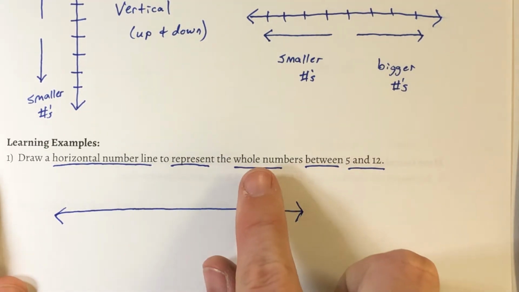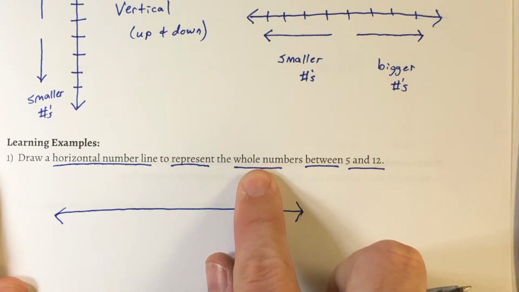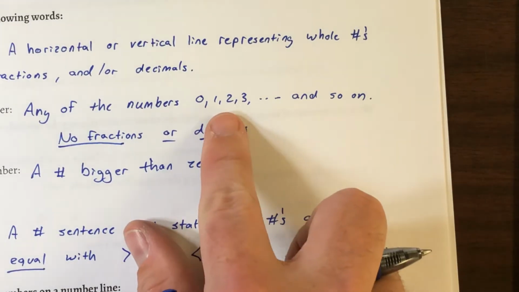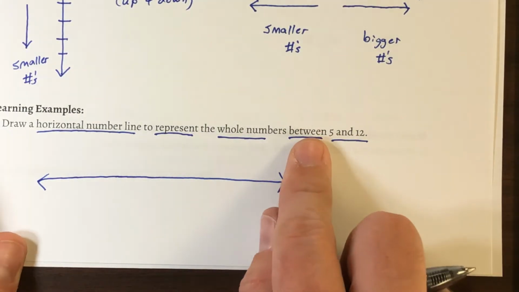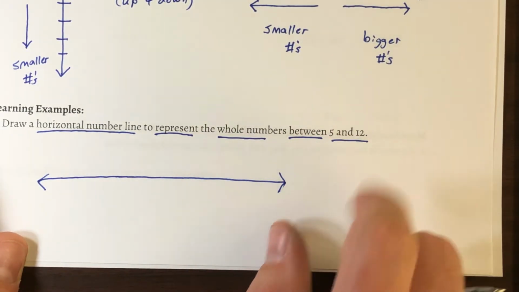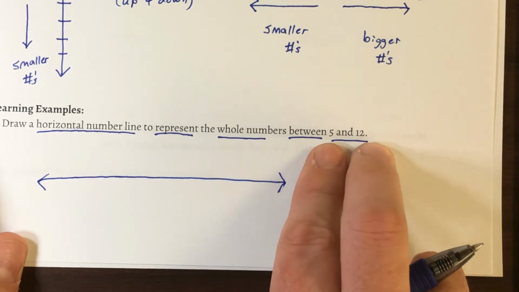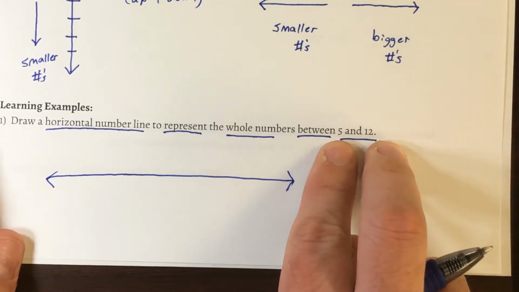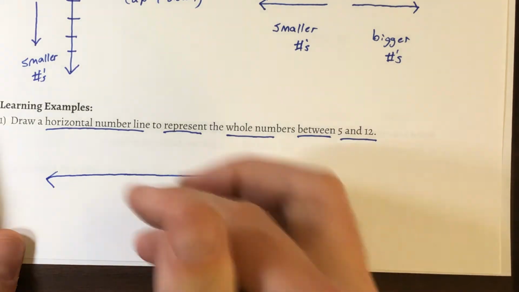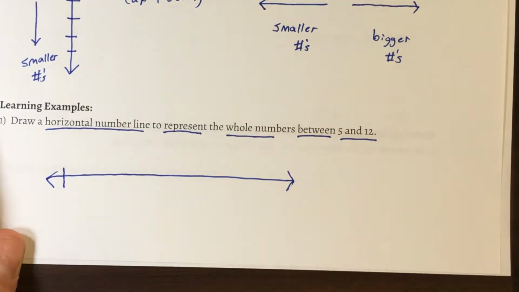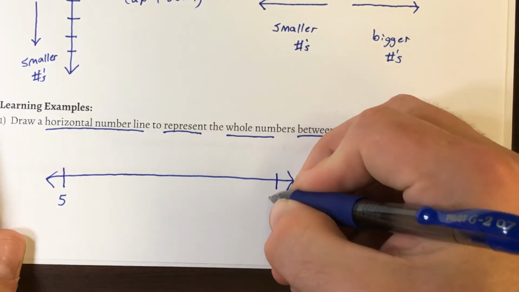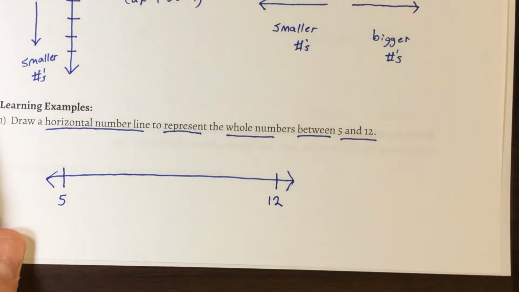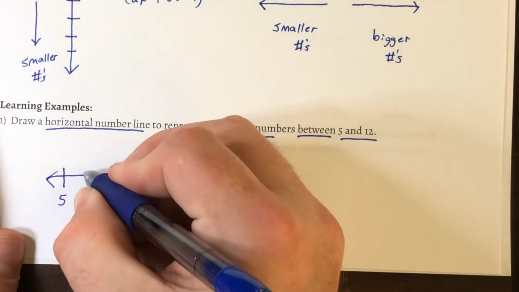So I want whole numbers. That means like the numbers 0, 1, 2, 3, 4, 5, 6, and so on. I want the numbers that are going to be between 5 and 12. So that's going to be my starting point right here, 5 and 12. I need to put them on my number line. 5 is the smaller number, so it's going to be on the left side. 12 is the larger one, so it's going to be on the right side. And then I want the numbers in between, so simply count from 5 to 12.